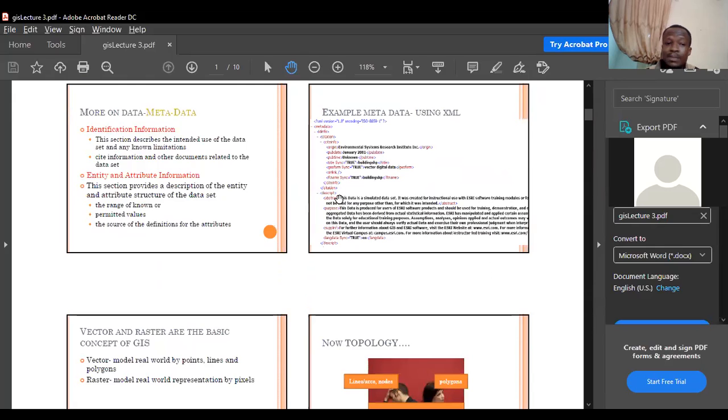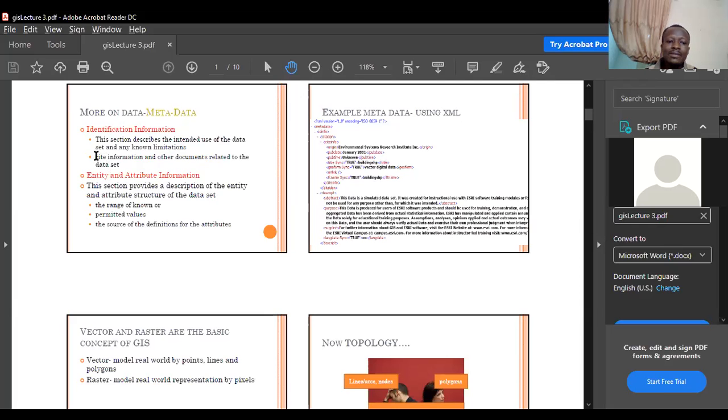Identification information is part of metadata, and this section describes the intended use of the data set and any known limitations. In other words, we want to tell you exactly what you are holding in your hand, that this data is for CAF students' practicals. Then you go and take it and use it for media projects. Then you are in trouble, isn't it? Because that is not what it's actually intended for. So we need to be able to identify the data and know that this data is for test, for training purposes. Don't use it. We'll find out in an example in a minute.